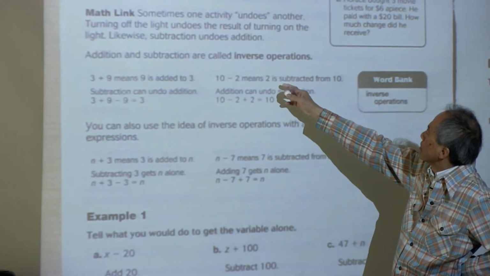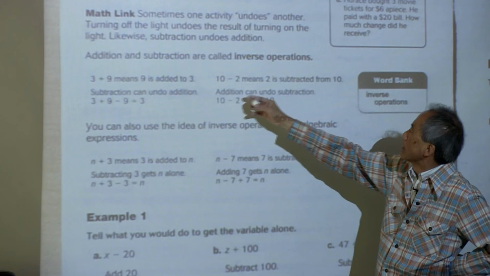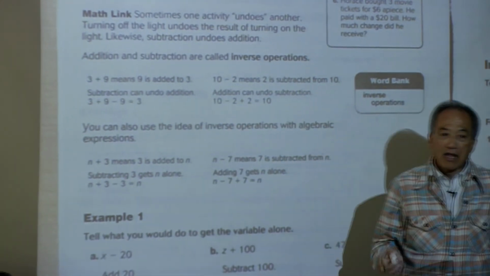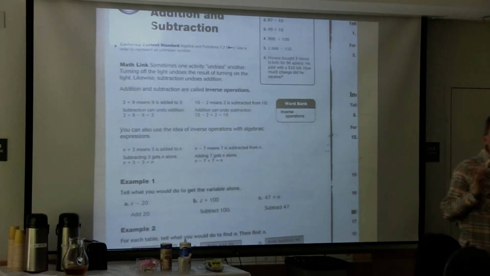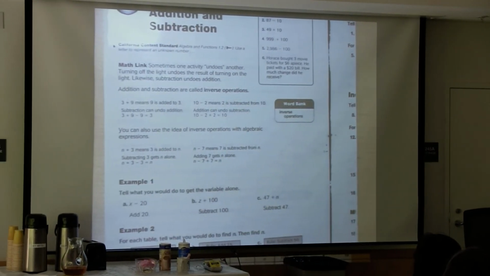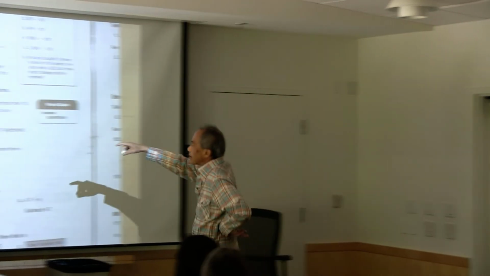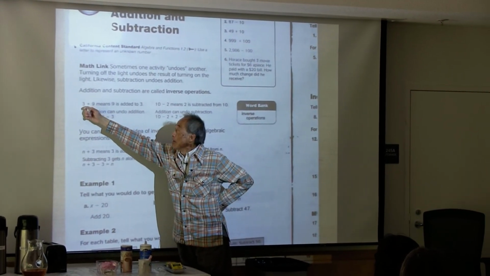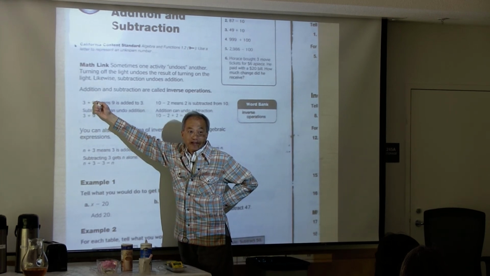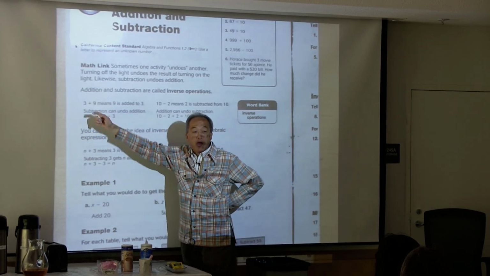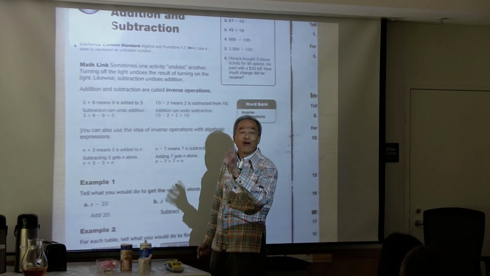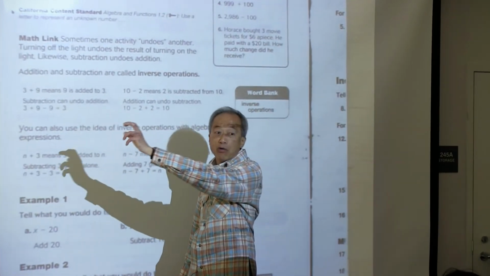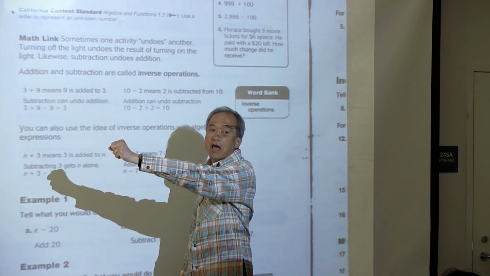10 minus 2 means 2 is subtracted from 10. Addition can undo subtraction. 10 minus 2 plus 2 is equal to 10. Now they are introducing a new concept of operation. When you say an operation, you mean you hold one number fixed and only consider changing the other number. Therefore, when you say 3 and 9, you somehow learn that the right thing to do is don't listen to what I ever said, hold the 3 fixed, and add the 9.